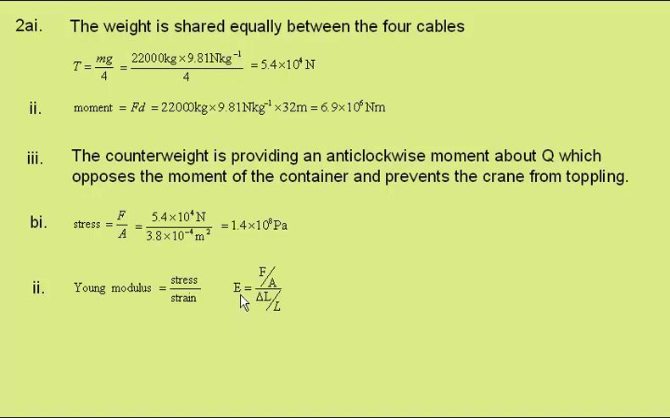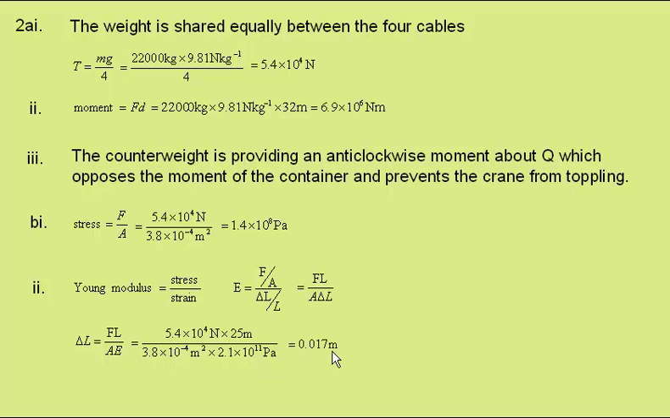E is equal to the stress, force over area, divided by the strain, change in length over original length. We can rearrange this as the Young modulus is equal to force times length over area times change in length. We want the change in length, which is equal to the force times the length over the area and Young modulus. We can now put in the values given, and this gives a change in length of 0.017 meters, or 17 millimeters as required.